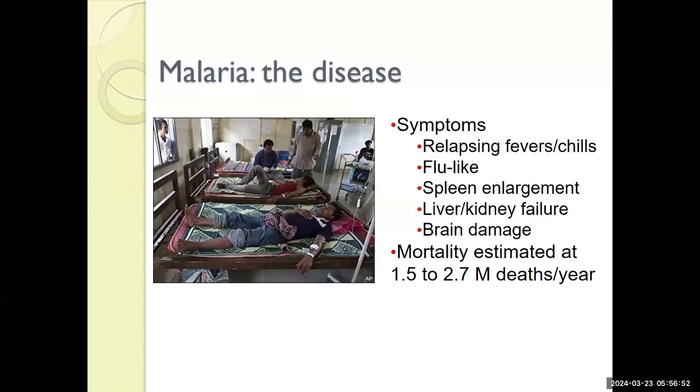What does malaria look like? Well, on the whole, it is basically a super flu-like disease characterized by relapsing cyclical fevers and chills. If you were infected with malaria for a long time, complications arise. Chronic infection can lead to spleen enlargement, liver and kidney failure as a result of trying to filter out ruptured red blood cell debris, and brain damage in the event that you were infected with falciparum and cell reproduction occurred there, causing tissue damage. The mortality is estimated at 1.5 to 2.7 million deaths every year.